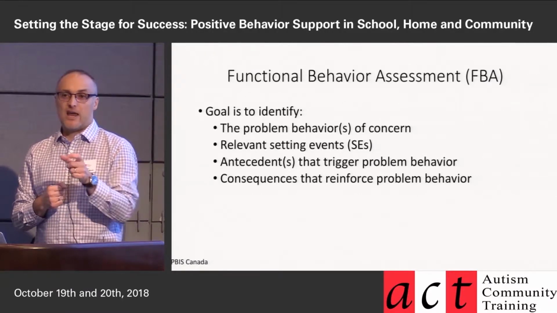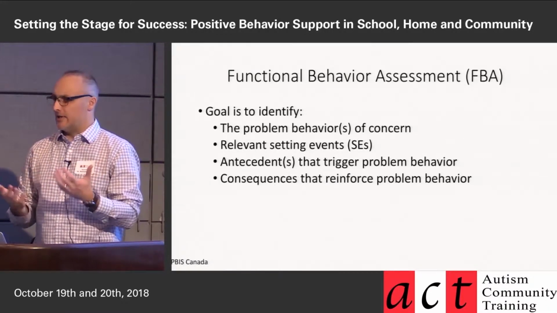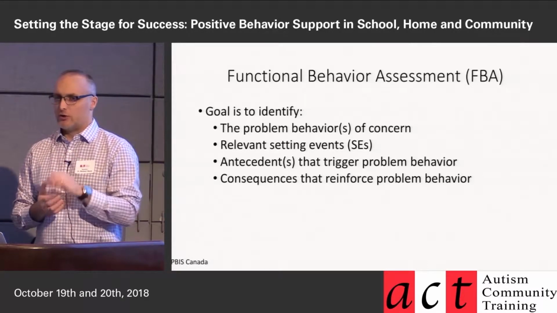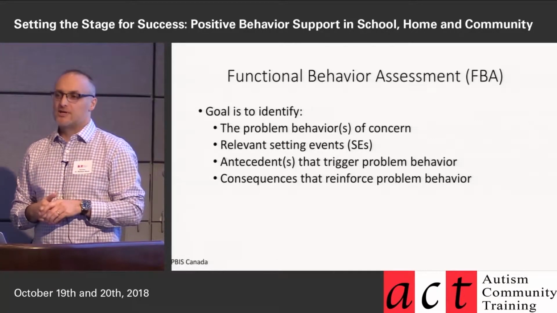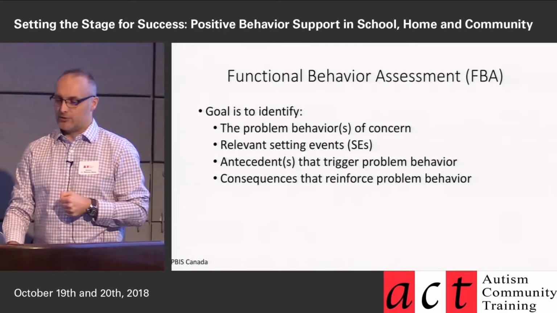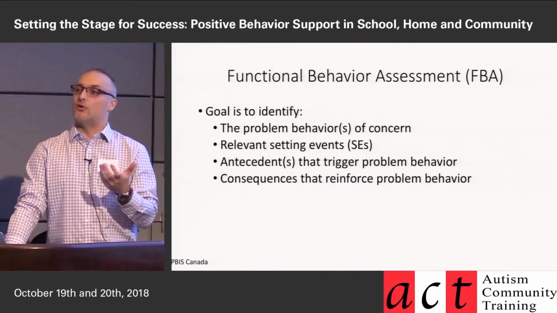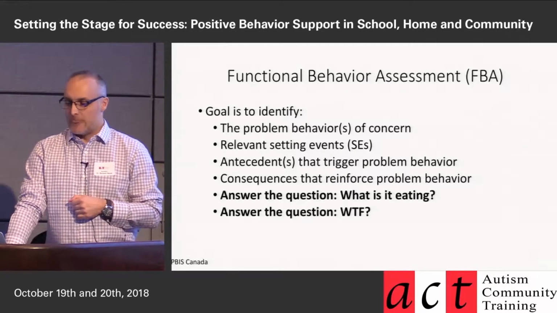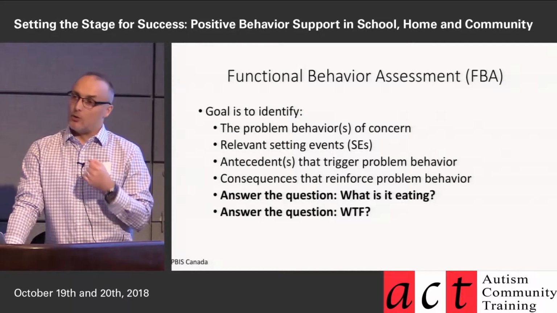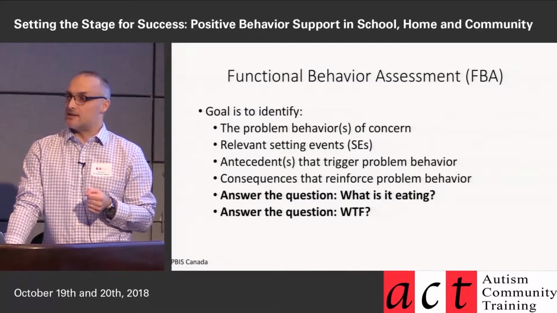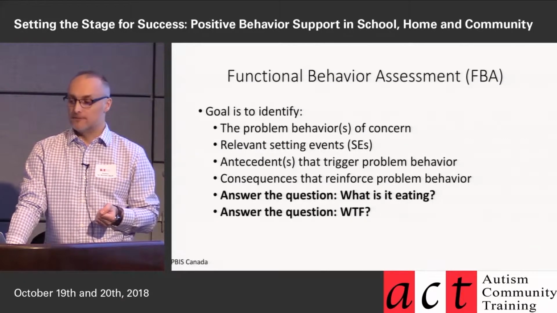So you identify the behaviors of concern, any setting events that might set the stage for but not trigger the behavior, the actual triggers, and then the things that are maintaining the behavior in terms of consequences. That's what we do with our functional behavior assessment process. The point of this process is to figure out what is it eating, and the point of the process is to answer the question, what's the function?